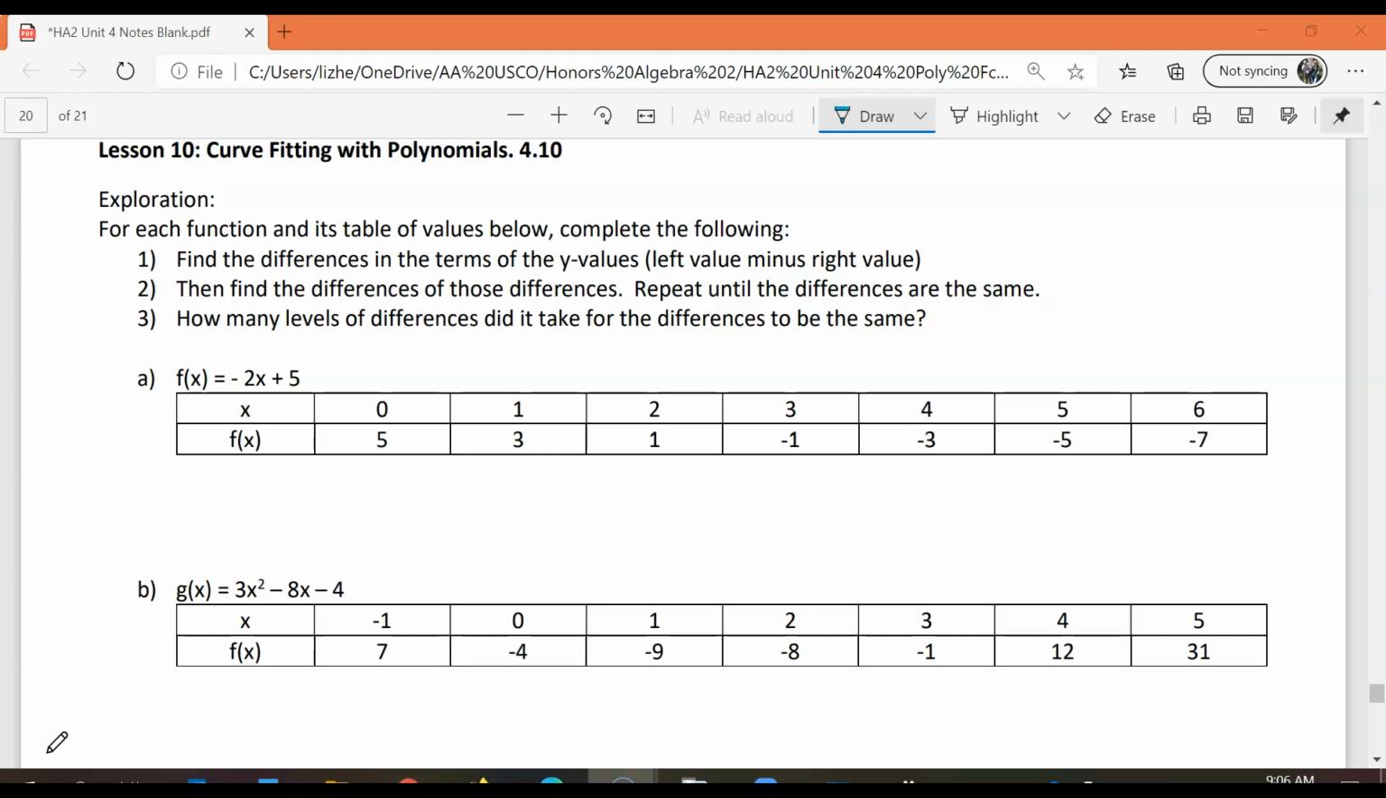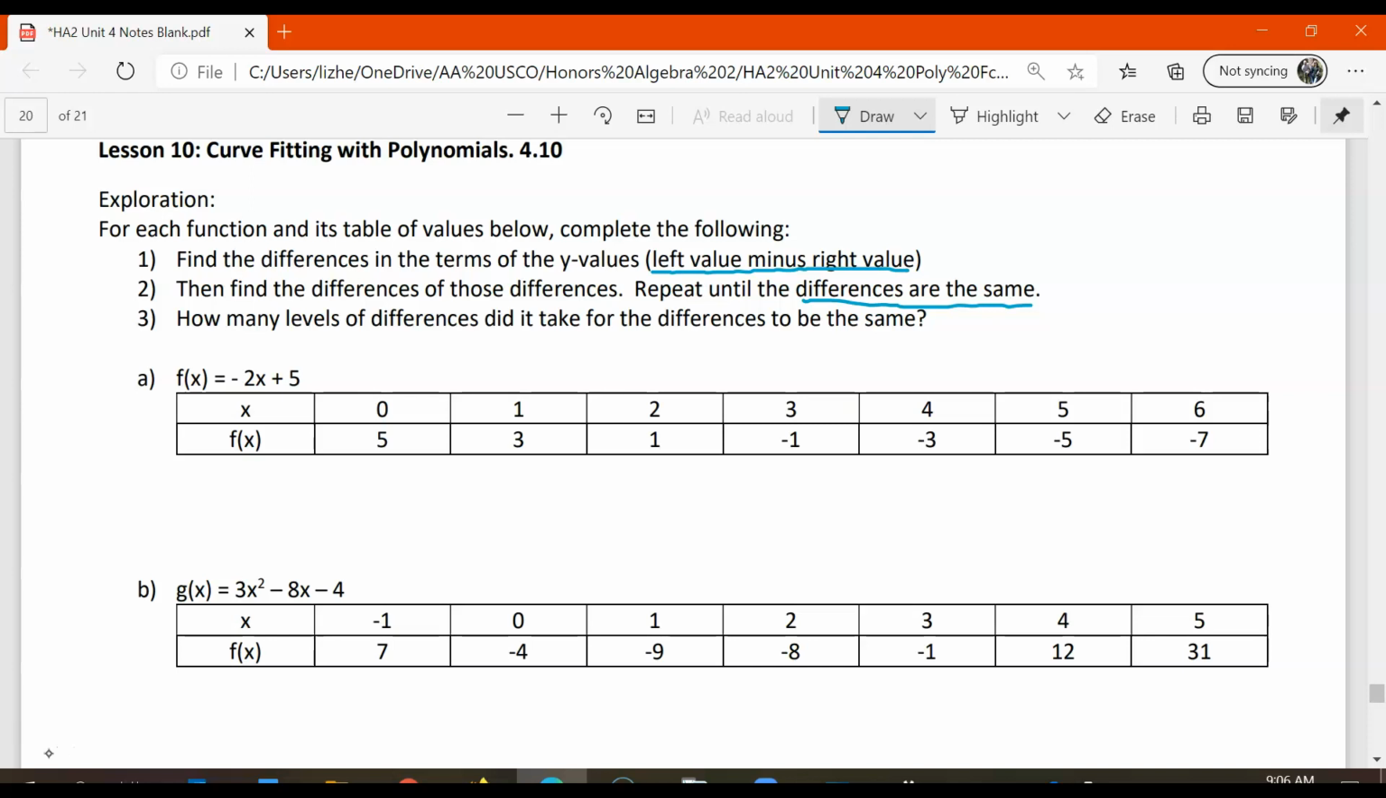And it's important that you go left value minus right value. Then find the differences of those differences, repeat until the differences are the same. How many levels of differences did it take for the differences to be the same? So I'm going to show you what that means.